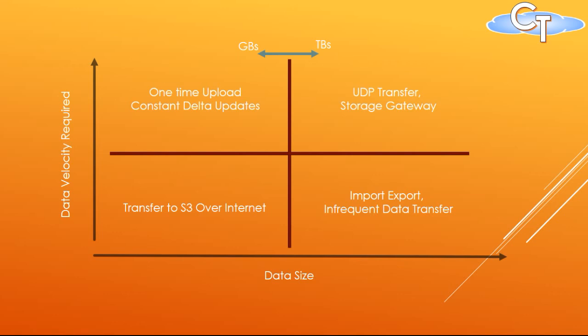Let's look at another use case, which falls into the top left bracket, where the data change rate is higher than the options we have discussed, but still the data is in GBs. In this scenario, the customer can look at a one-time upload of the data, and a constant push of the change delta to S3 or to the AWS service, primarily S3.